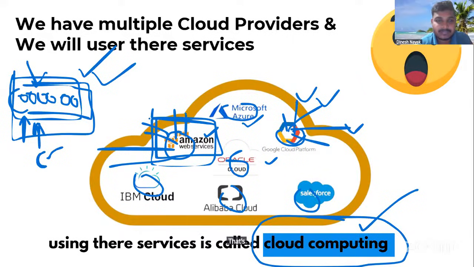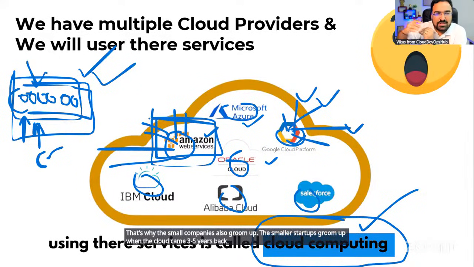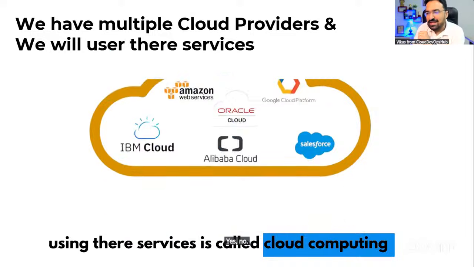That's why the small companies also groom up. Small startups groomed up when the cloud came 3-5 years back. How did the startups come into the market? Because cloud came. उनने बहुत सारी problem solve कर दी. If you are using, pay the rent and use it. तो yes, everyone has tried his own solution. सबने अपने solution try करे. किसी का चल गया तो वो unicorn बन गया, $billions में कमा गए. Agree? Yes, no? That's it. चलो अब बात करते हैं और आगे चलते हैं.